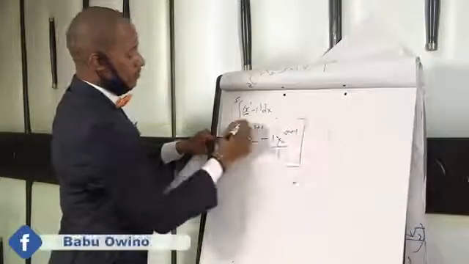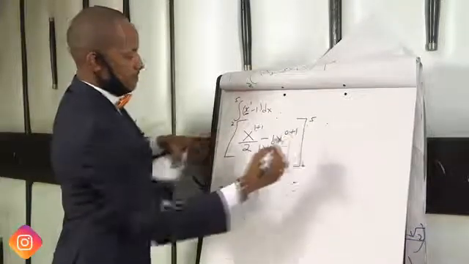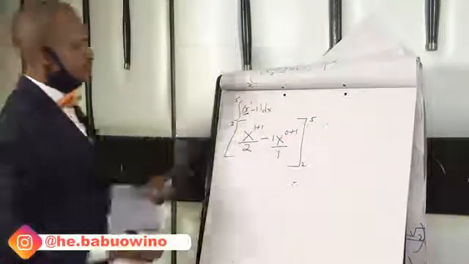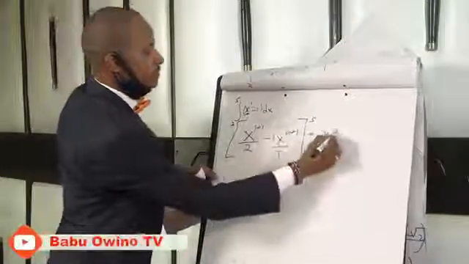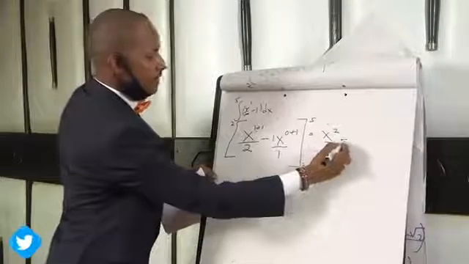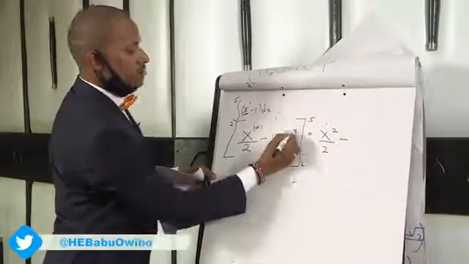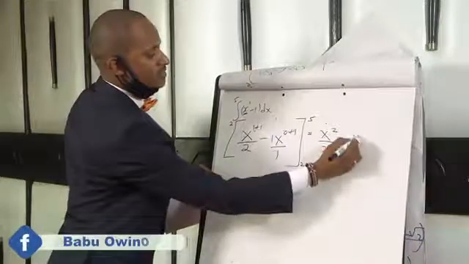And now our limits here are 5 and 2. Okay, that's it. This gives us x squared divided by 2, minus x raised to power 1. 0 plus 1 is 1. So therefore x power 1 is x.